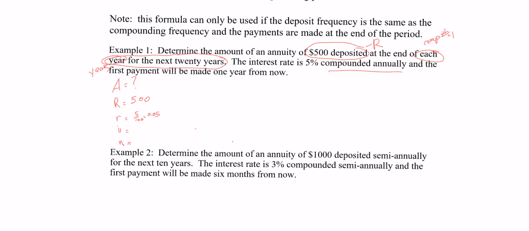So basically what we're going to do is take 0.05 and divide by 1. But then we're going to take the 20 years, and we're going to times it by 1. And we're going to get 20.